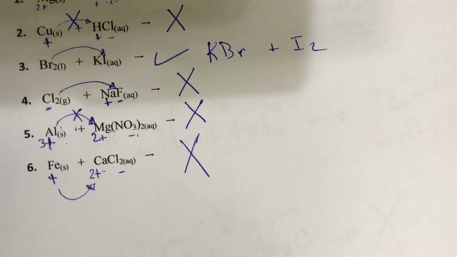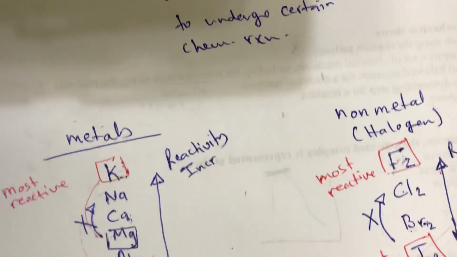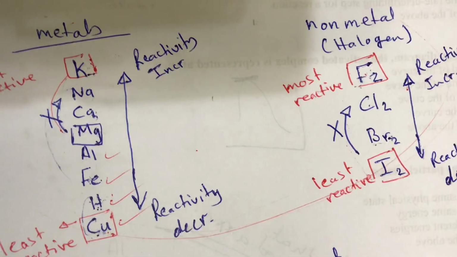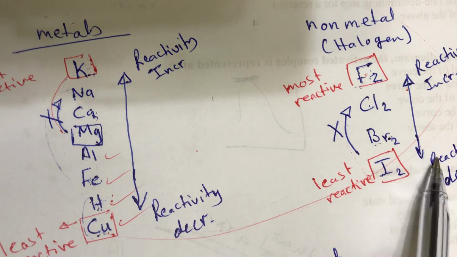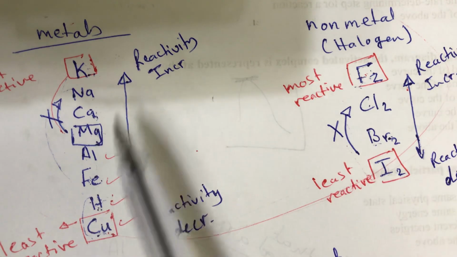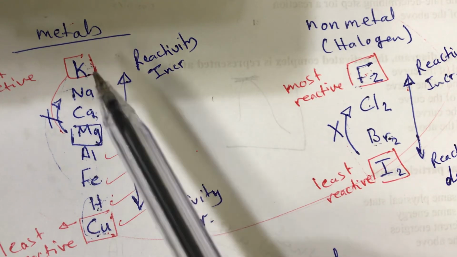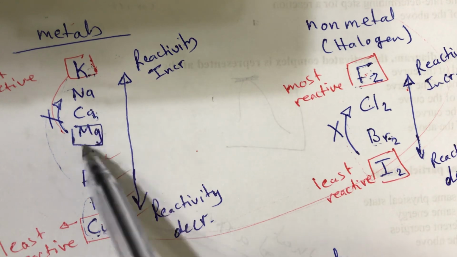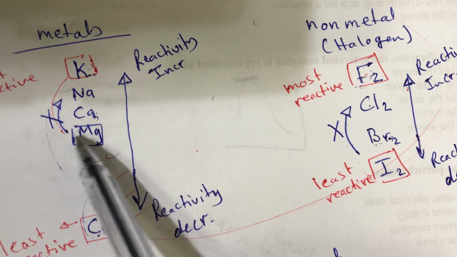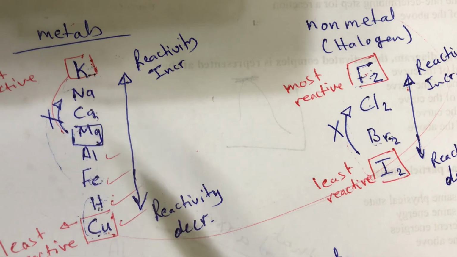So again, for single displacement reactions, you have to use the reactivity series to predict whether a reaction occurs or not. And you have to memorize this series for the exam. You have to know that the most reactive element is at the top, and any element can replace all elements below it in the series but not above it.